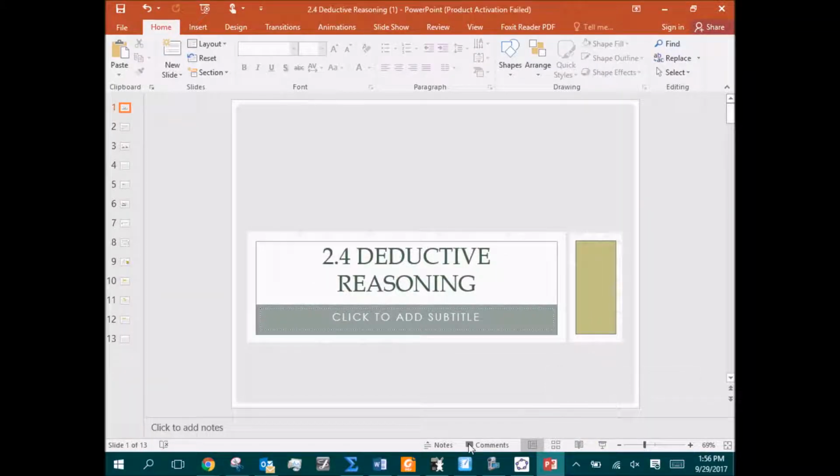I want to talk about 2-4. Okay, this stuff is not... I don't think it's going to tax you. It's not going to be extremely hard, but it is something that we use every single day, whether it's inside geometry or outside geometry. Okay, and it's called deductive reasoning.